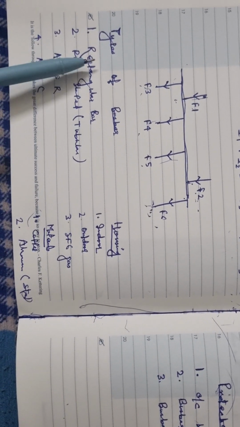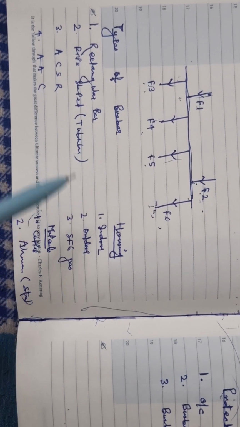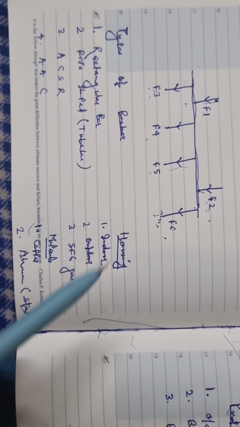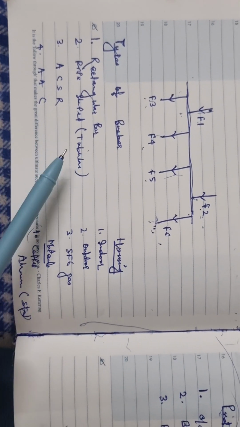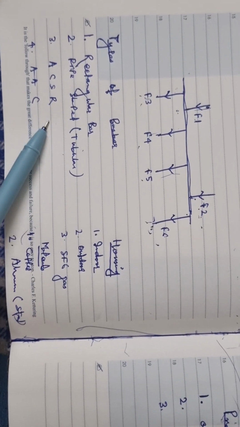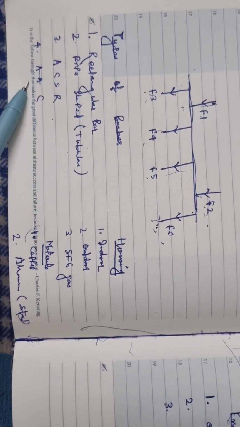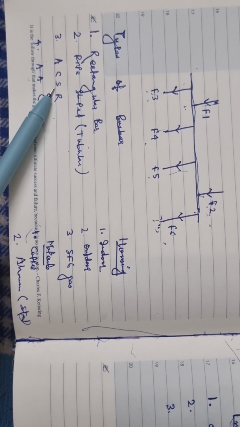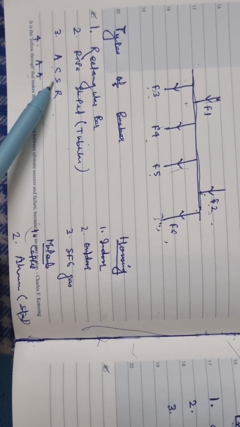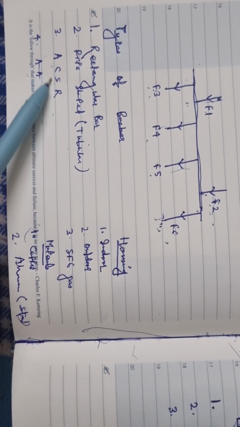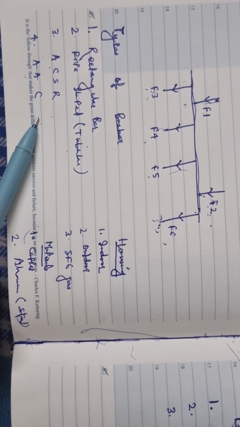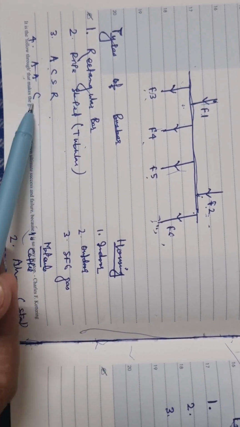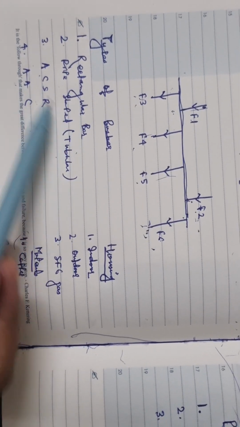Now we will be discussing the types of bus bar. There are different types of bus bar. You will see the rectangular bar, the tubular type, aluminum conductor steel reinforced (ACSR), and all aluminum conductor. Aluminum is a good conductor, and steel is used here to provide mechanical strength for the bus bar. So these are the different types of bus bar arrangements we use generally.